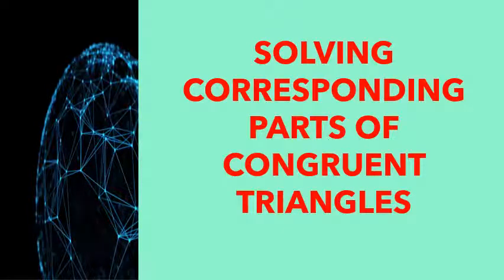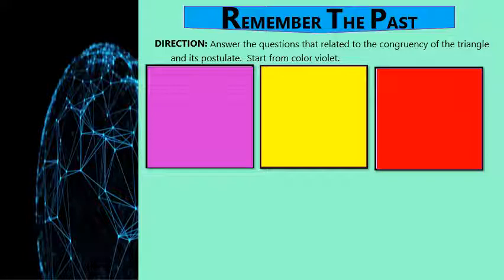Solving corresponding parts of congruent triangles. Let's remember the past, or the review. So, directions: answer the questions related to the congruency of triangles. Start from the color violet. So let's have the color violet.